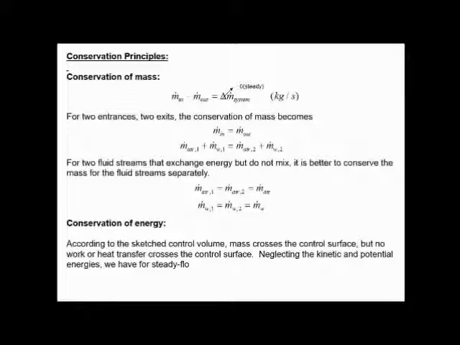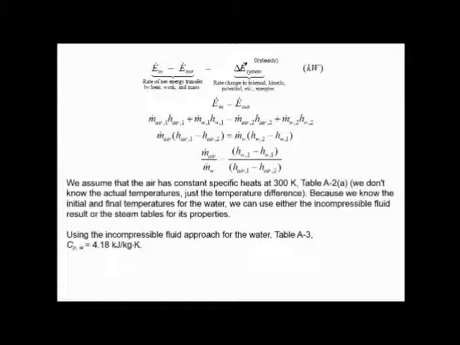Now for two fluid streams that exchange energy but do not mix, it is better to conserve the mass for the fluid streams separately. That means m air1 equals m air2 equals m air, and mw1 equals mw2 equals mw. We are separating these two things, that is the mass of the air and that of the water. Now similarly, progressing with the conservation of energy, we get the energy values as shown in this derivation. These are very simple derivations.